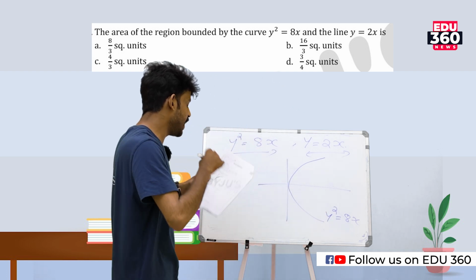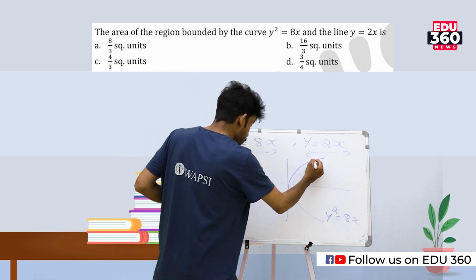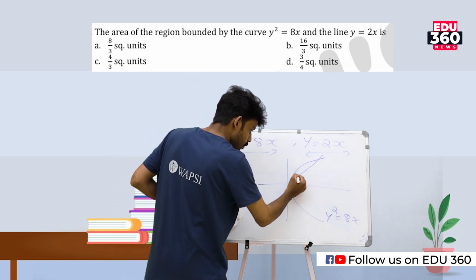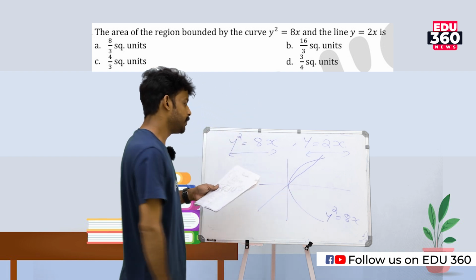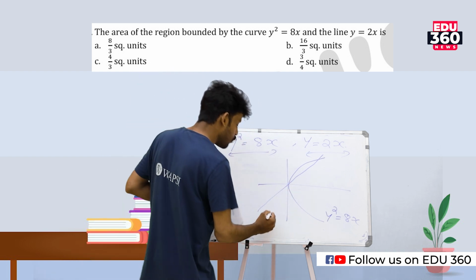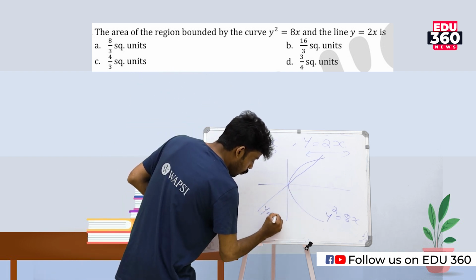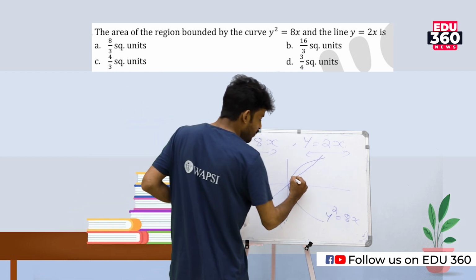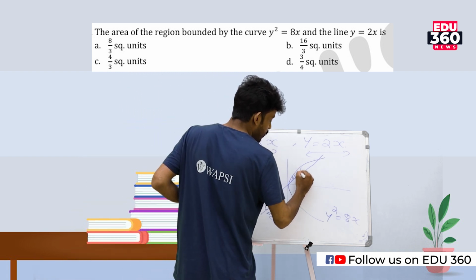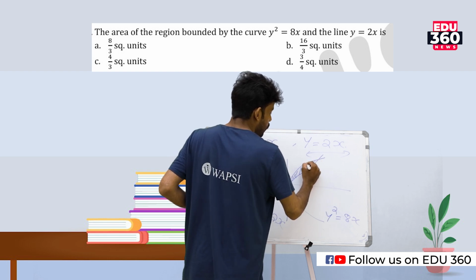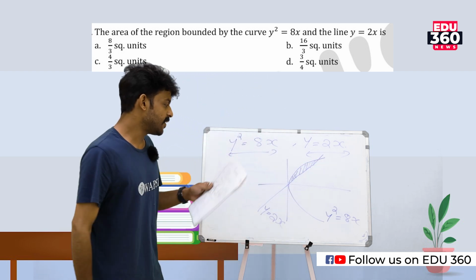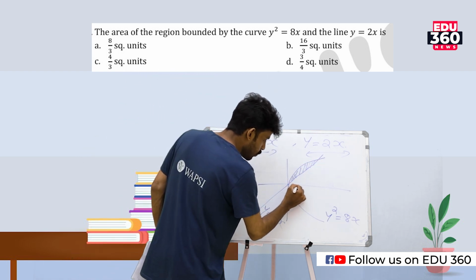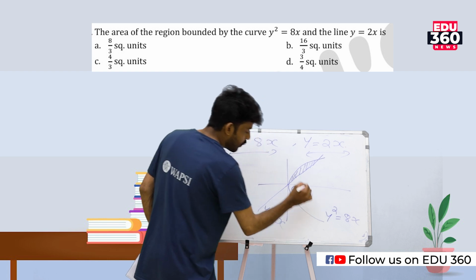Y square is equal to 8x. And here, look at here. This is the line. So line means y is equal to 2x. Y is equal to 2x. Okay, so which is the region? This is the region, right? So we know that this is the origin. Origin means 0, 0.